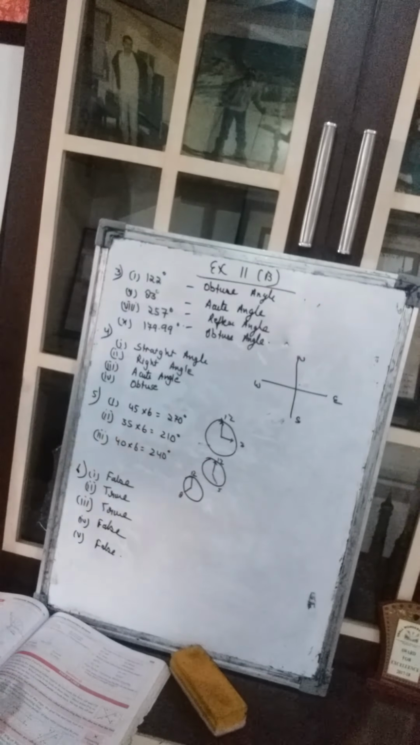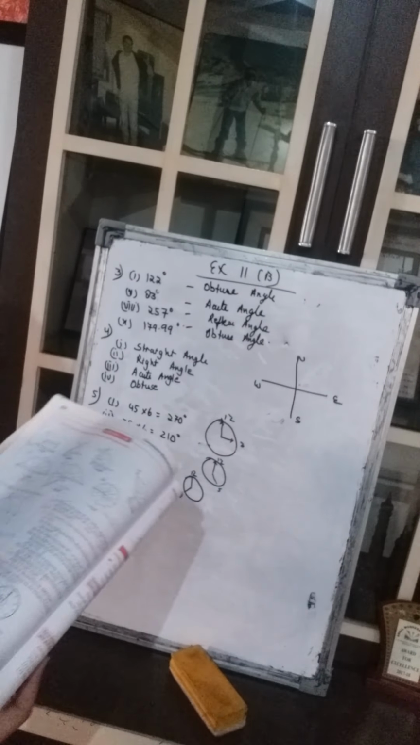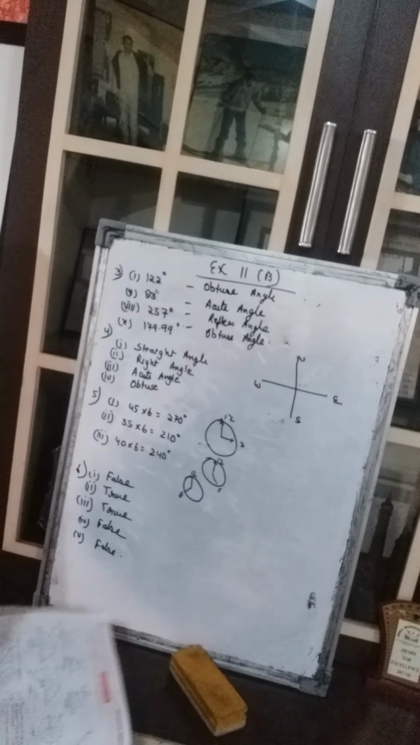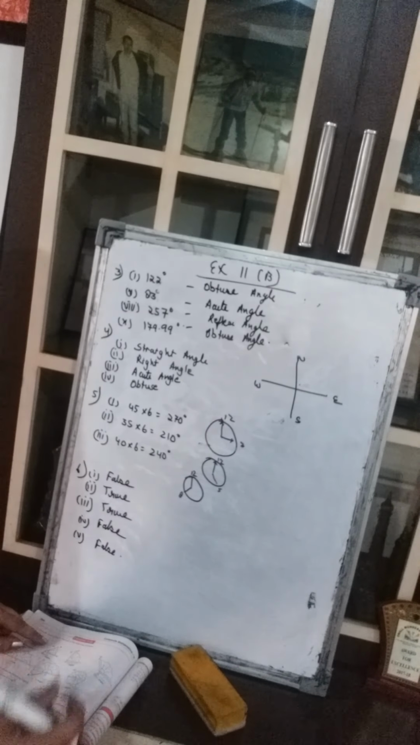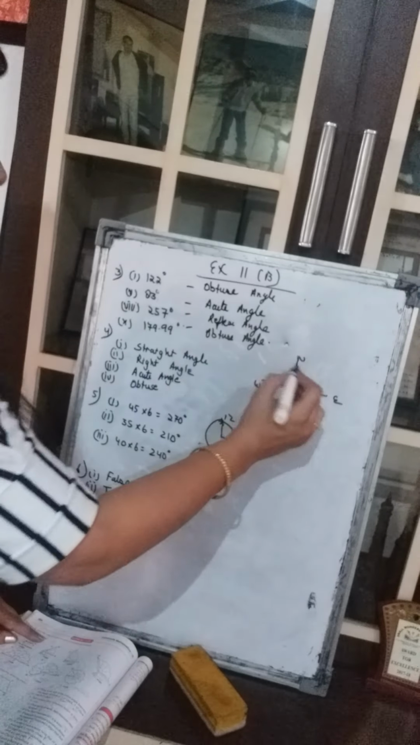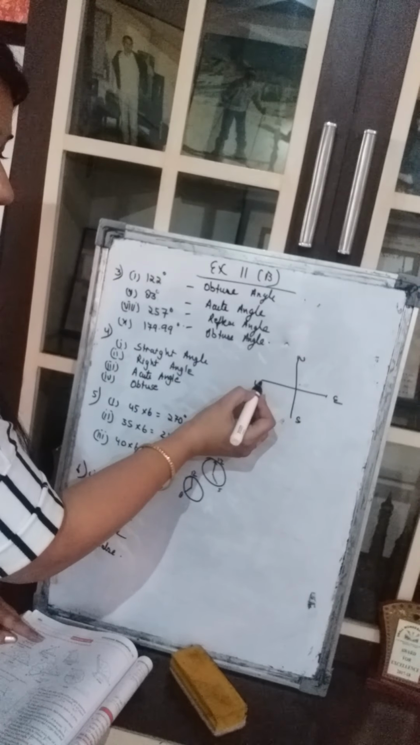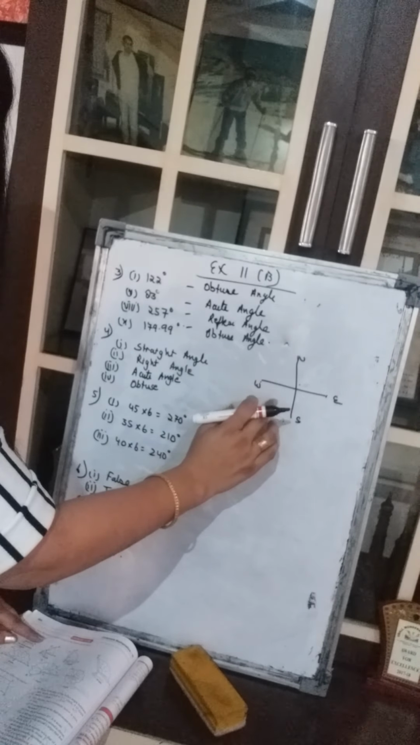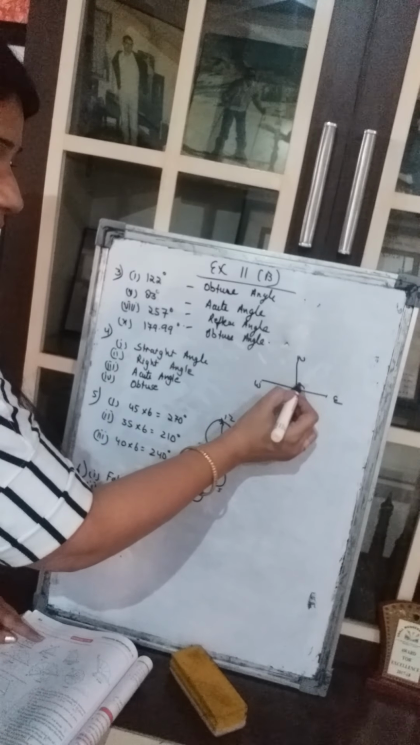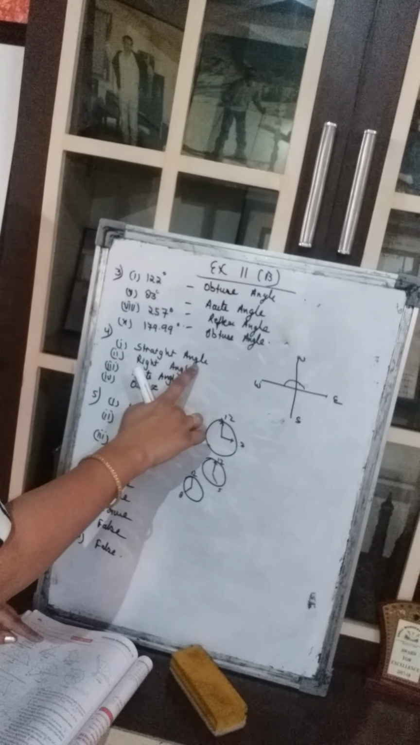Now we come to the fourth question. Fourth question says state the kind of angle in each case. So now the directions are there. Between east and west. East and west. Please draw this figure. Okay. Between east and west, which angle is there? It is a straight angle.